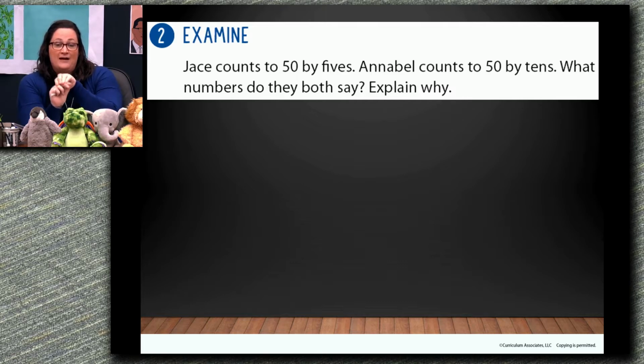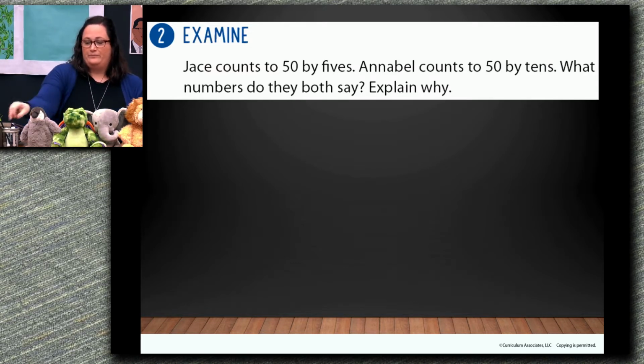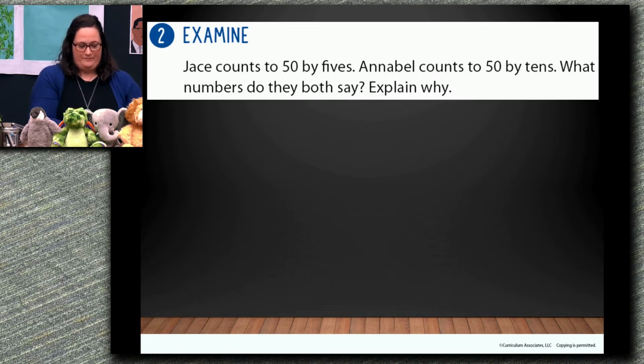Jace is counting by 5s. Annabelle is counting by 10s. What numbers are they going to say that are the same? They're counting to 50. You ready? See if you can figure it out. Go. Don't show my whiteboard, Mr. Kevin. Okay.